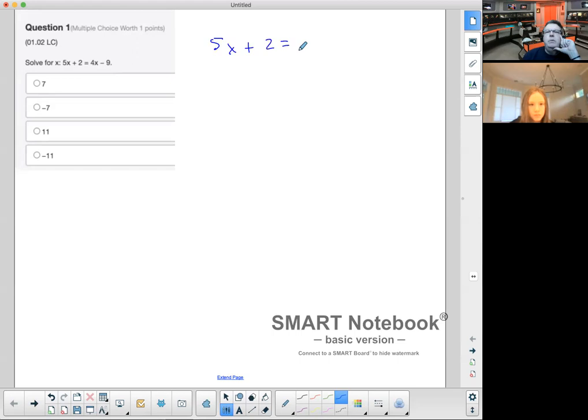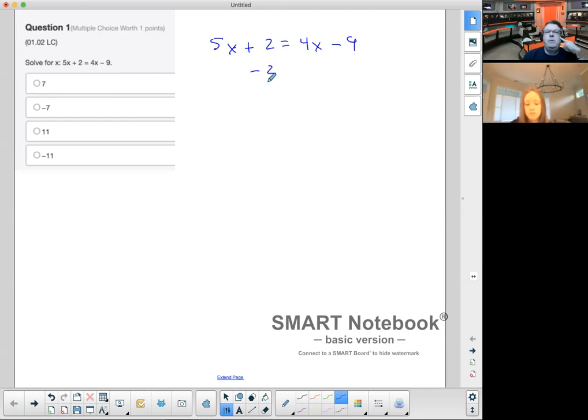What's the first thing you would do to solve this? Subtract 5x from both sides. No, it's wrong. Well, no, you could do that. You can always do whatever you want to both sides of an equation as long as you do the same thing to both sides. So that wasn't wrong. It might just make the x negative on the other side though. So I would subtract 2 from both sides.